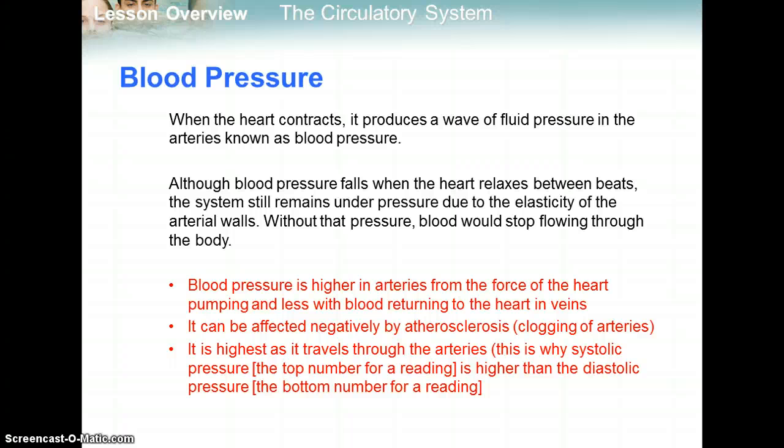It can be affected negatively by atherosclerosis, which is the fancy way of saying clogging of arteries, because there's not as much space to move through. When something goes through a tighter space like that, you're going to have a pressure buildup. It is highest as it travels through the arteries. This is why when you hear 120 over 80, that 120 number is the top number, your systolic pressure, the pressure in your arteries, and the diastolic pressure is the bottom reading. That one is lower.